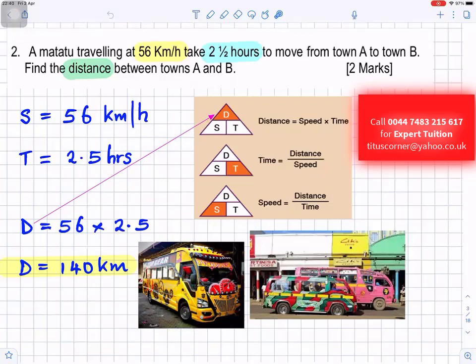And I've got there some pictures of a matatu, so you can see what a matatu looks like. Very nice.